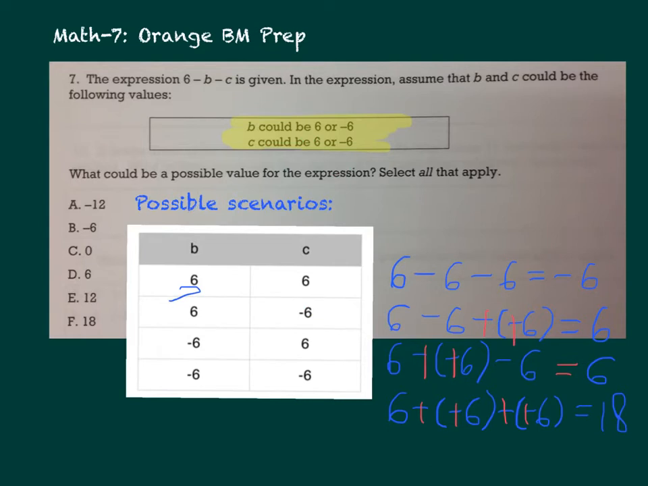So now you have the 4 different answers here. Well, actually it's only 3 answers. You have negative 6, positive 6, and 18. So now you can choose among these 6 answers. Okay, so it is negative 6, so B is the correct answer. And then positive 6, so D is the correct answer. And then the last one, 18, so F is also a correct answer.